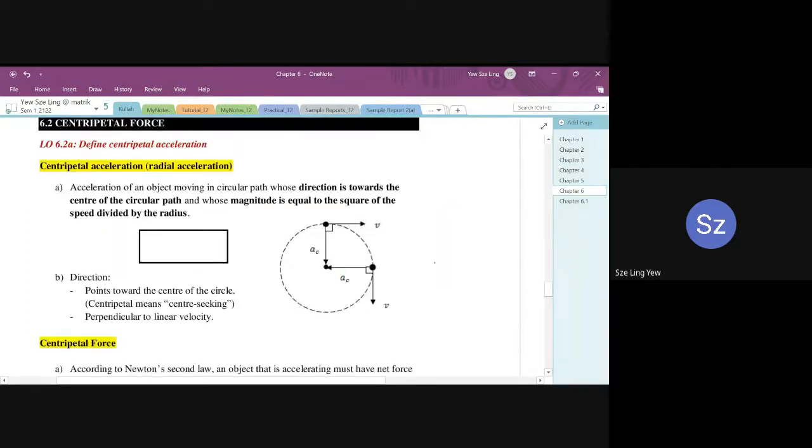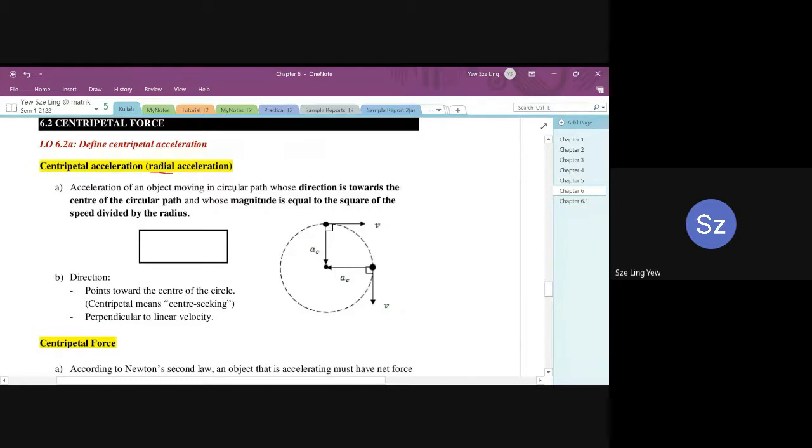So let us continue. Next we're going to look at centripetal force, so we are going back to force again. Before we look at force, we must know the acceleration, because force is F equals ma. To calculate force you need acceleration, and because you're looking at centripetal force, you need centripetal acceleration. Centripetal acceleration has another name, radial acceleration. So don't panic if a question asks you to calculate radial acceleration, because it represents centripetal acceleration.